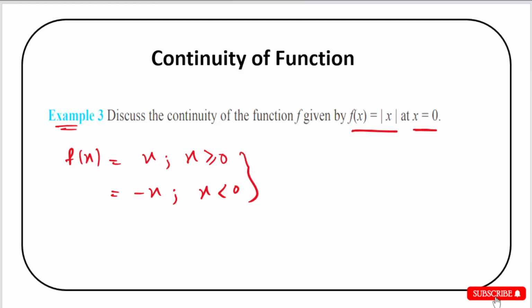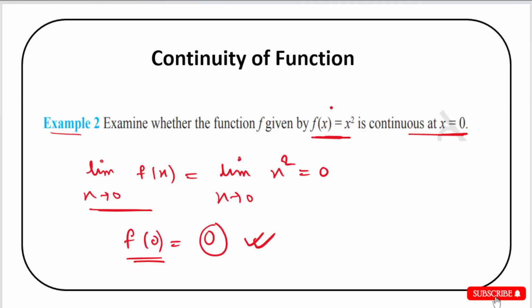By this time you must know how to write mod in this way. Now since you have to find the continuity at x equals 0, but the domain of this function is divided into two different parts, you have to check both the left hand limit and the right hand limit. In the previous cases, there is no division in the domain, so you can just simply do this.